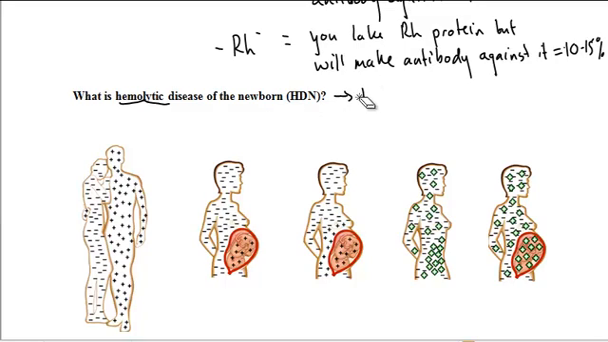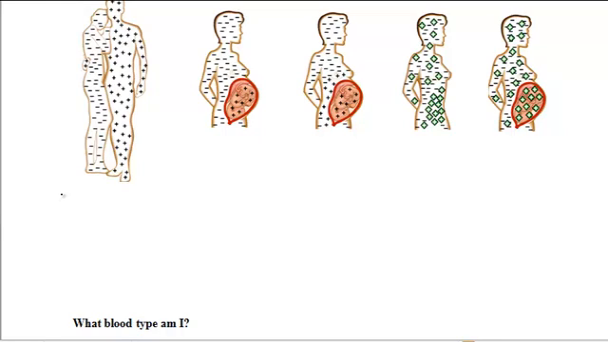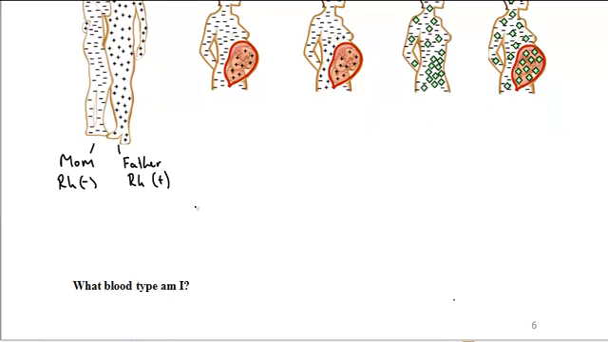So, what is HDN? It will only happen if the female, the mother, is Rh negative, and the father is Rh positive. If the mom then has a fetus that is Rh positive, there is a potential for her body to start producing antibodies against the Rh positive blood in the newborn.